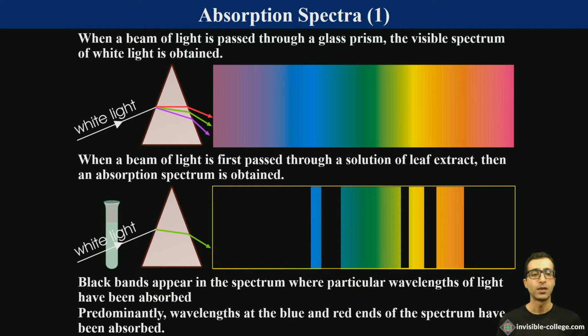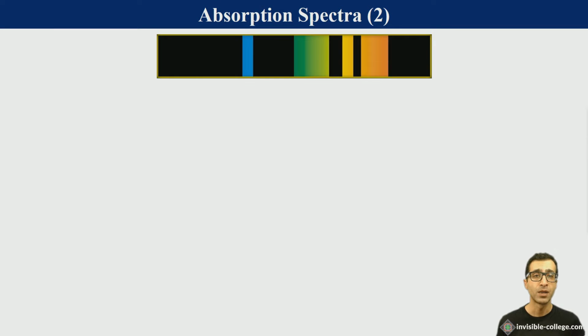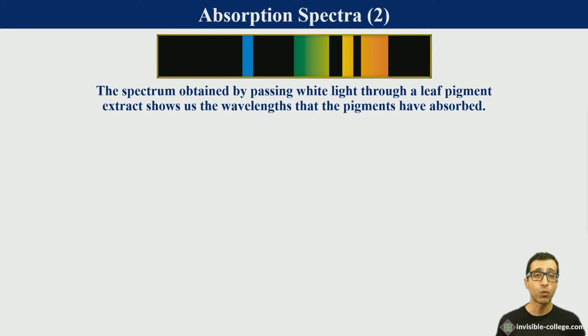There we go. Okay, so let's have a look at the implications of this for studying the ways in which plants absorb various wavelengths of sunlight energy. This spectrum that we've just produced is referred to as an absorption spectrum. We passed a beam of white light through a leaf pigment, then dispersed the transmitted light through a prism, and produced this absorption spectrum, which tells us which ranges of wavelengths the pigments from that plant have absorbed.